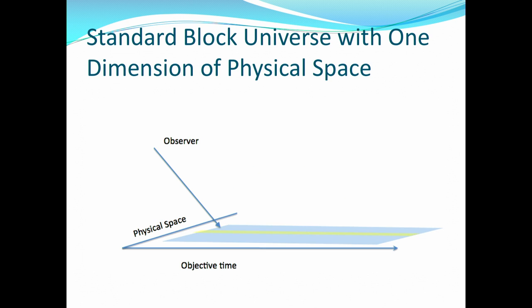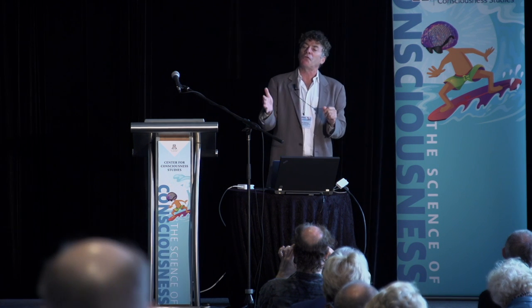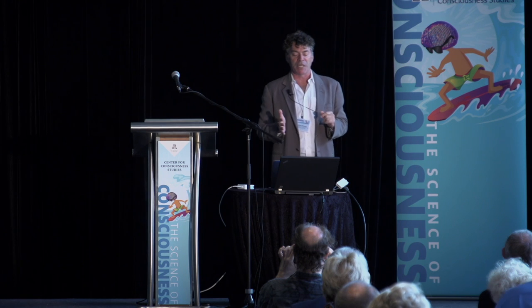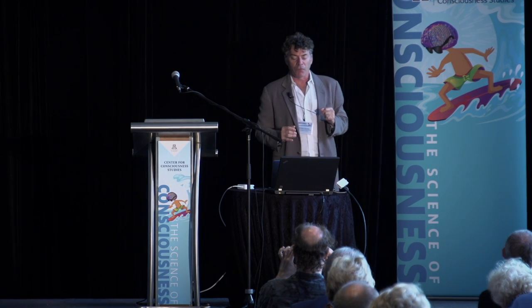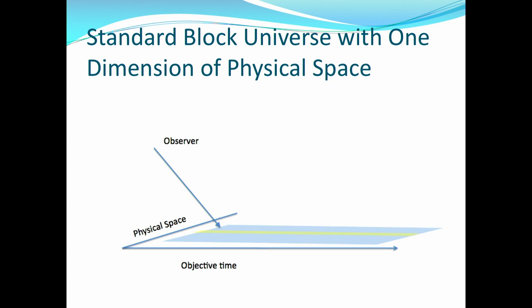To give you this feeling again: in the standard block universe, normally we compress the three dimensions of space down into two. What I'm doing here, for purposes of illustration, is compressing the three dimensions of space down into one. So we have one dimension of physical space and one dimension of objective time. And you can see the observer is in all blocks at all times simultaneously. There's no way for the observer to move through it because the observer is in every block simultaneously. There are no unique coordinates for the observer in these different dimensions.